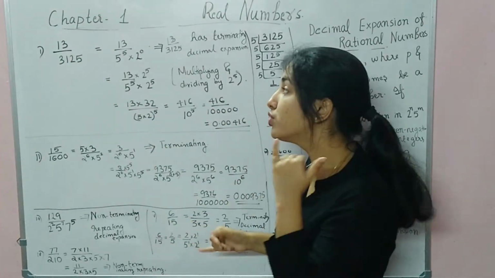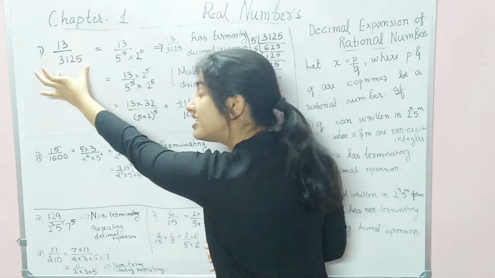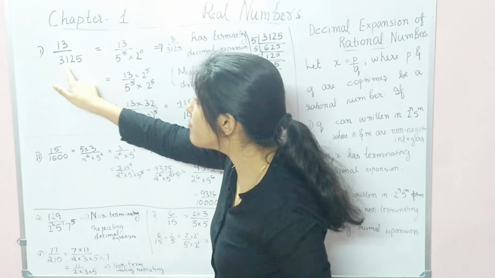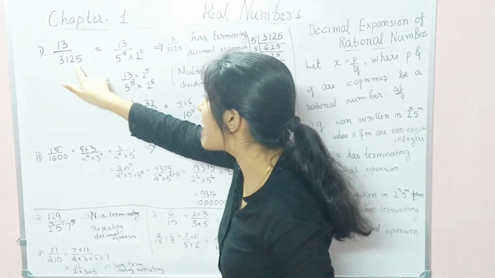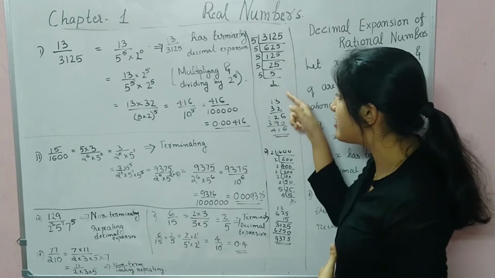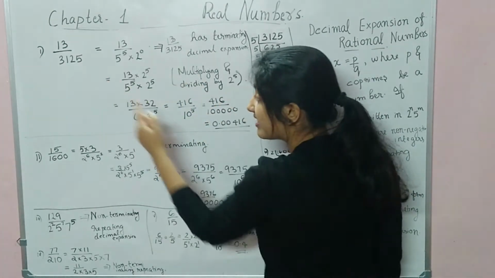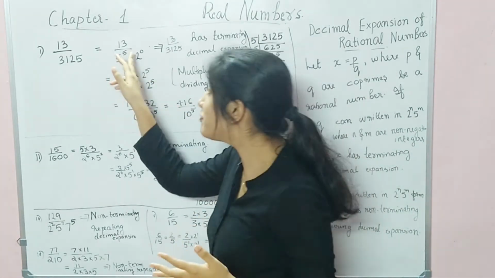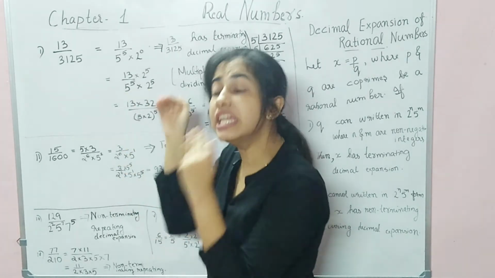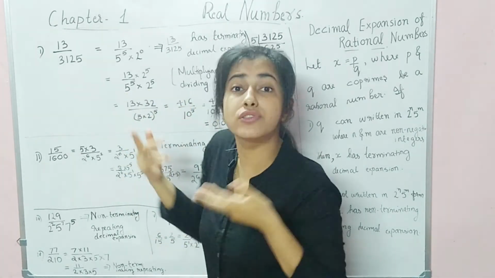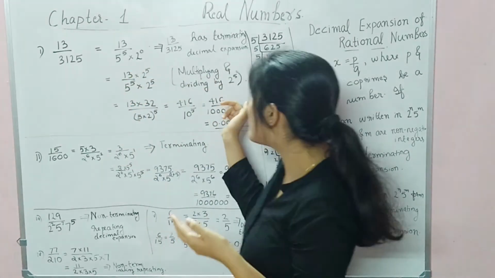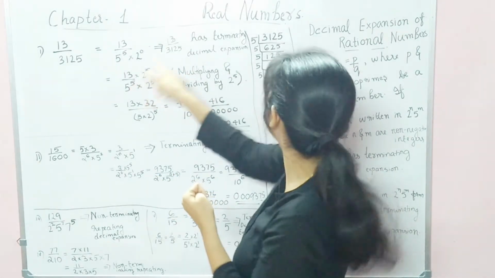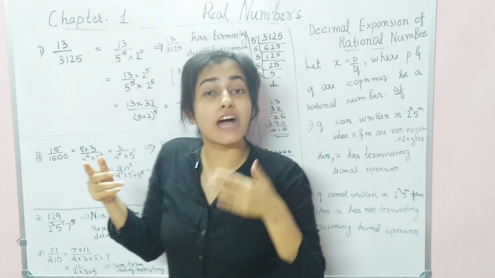So next thing you have to do is you have to prime factorize the denominator. The denominator in this rational number is 3125. I have prime factorized 3125. And when I prime factorize 3125, I got 5 raised to 5. So I can write 5 raised to 5 as 5 raised to 5 into 2 raised to 0 because 2 raised to 0 is 1. So instead of writing 1, I can write 2 raised to 0 because I want to check whether this is of the form 2 raised to n into 5 raised to m.